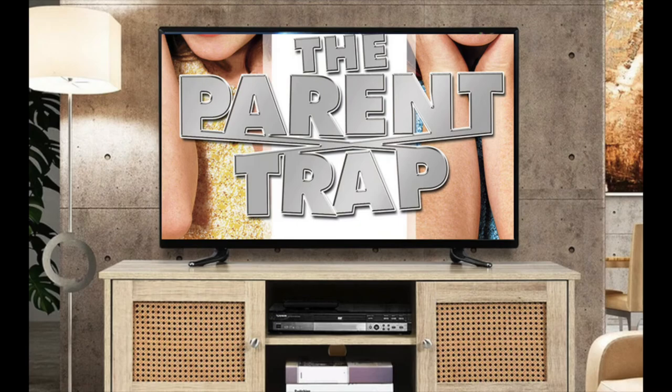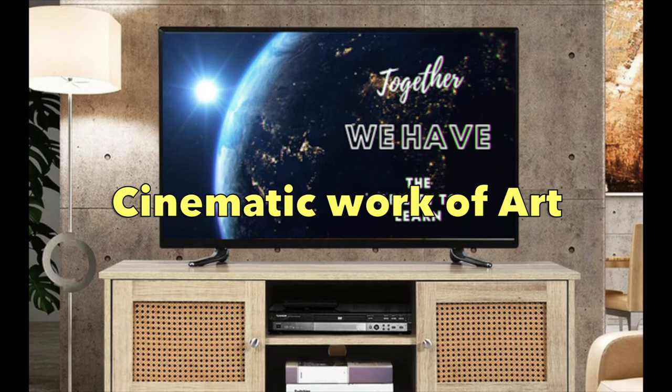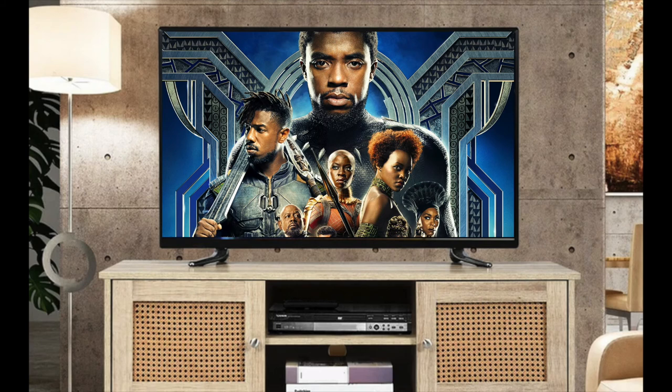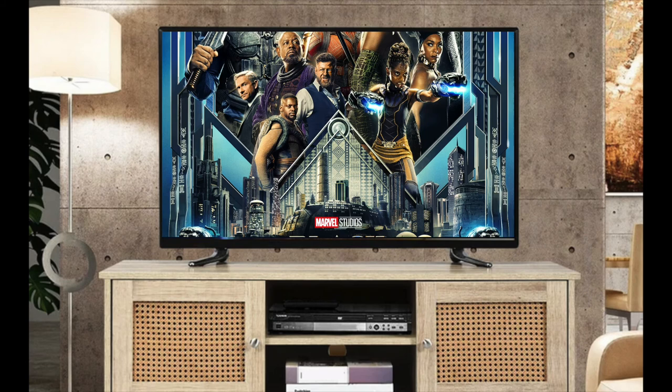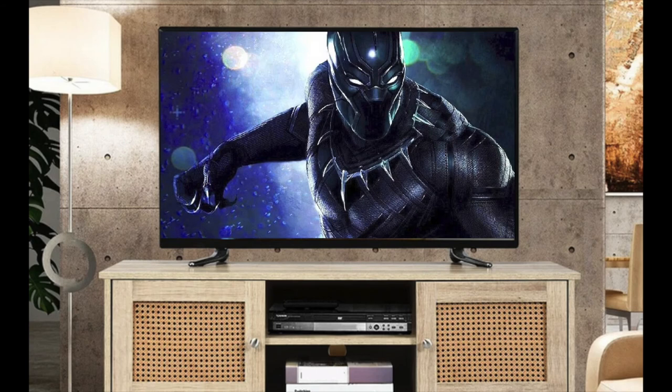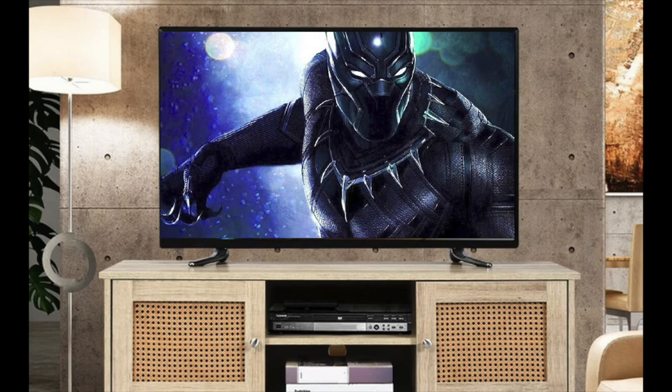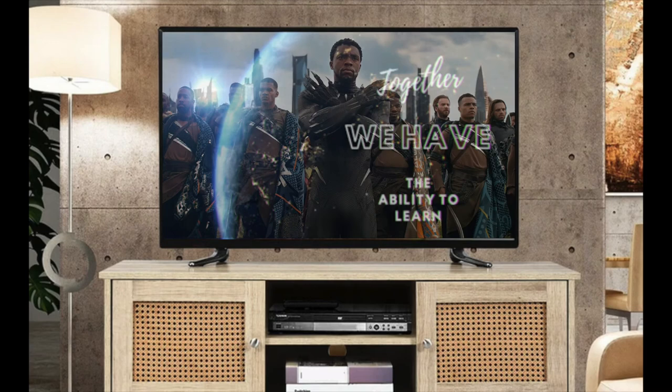Let's take a deeper look at this cinematic work of art. This week's cinematic work of art and Black History Month spotlight is Black Panther, rated PG-13. This action-adventure film from 2018 has a 2 hour and 15 minute runtime and is directed by Ryan Coogler. Music by Ludwig Göransson. It stars Chadwick Boseman as Black Panther, Michael B. Jordan as Killmonger, and Danai Gurira as Okoye.